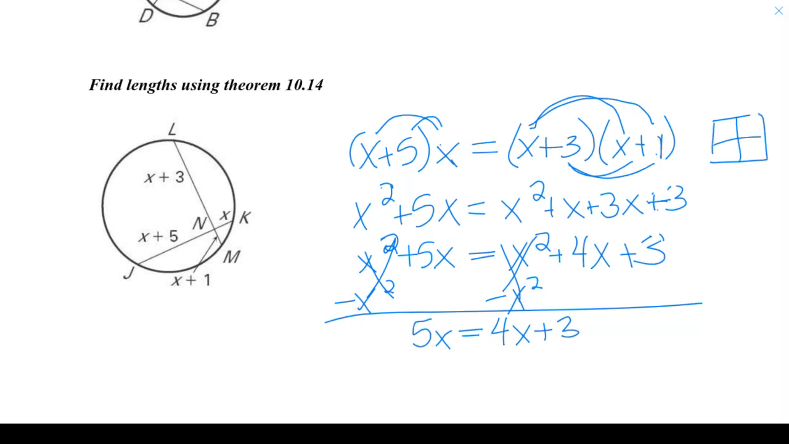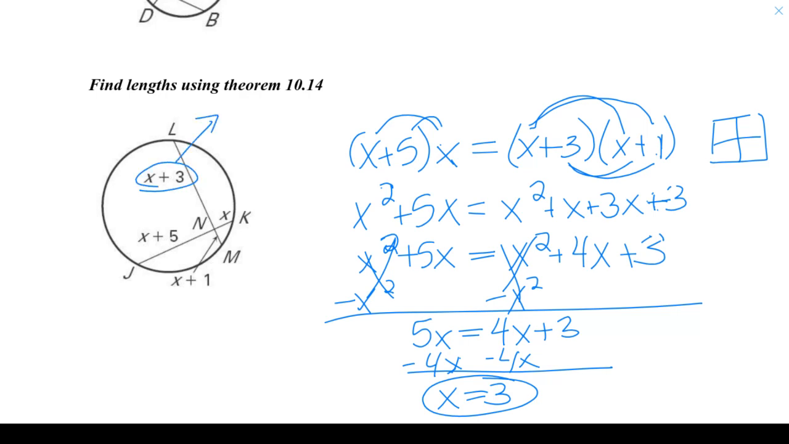And then we'll subtract 4X from both sides to get X is equal to 3. So if we take a look, we want to then find the lengths of those segments. So if I look at LN here, if X is 3, the length of that segment would be 6. Here we just have X, so the length of NK would just be 3. NM would have a length of 4. And then JN would give us a length of 8.